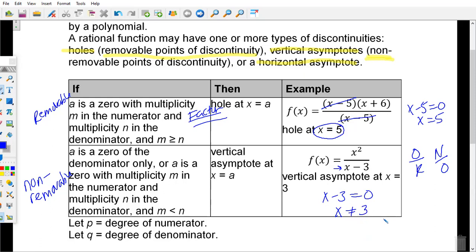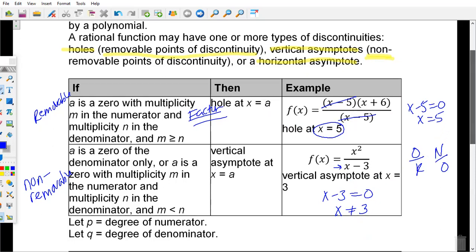It's what it cannot be. That's where our imaginary boundary line would be. Okay, all right.